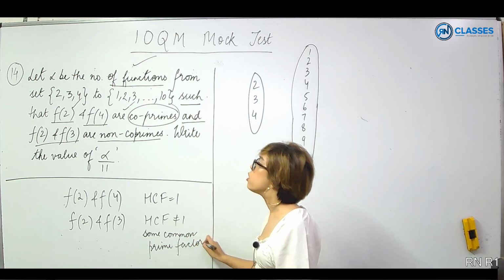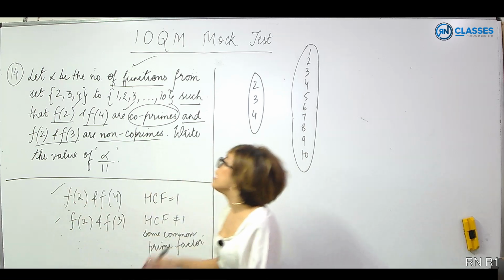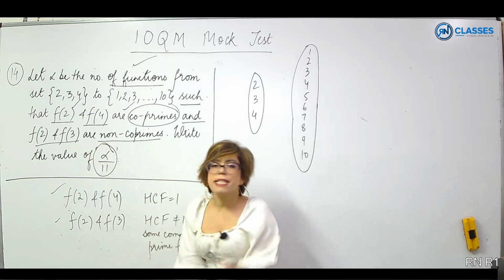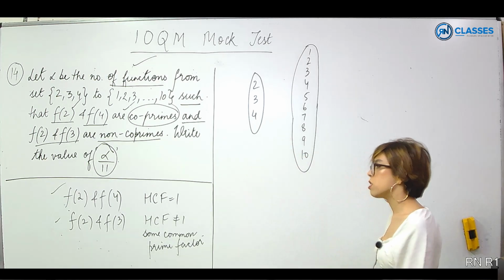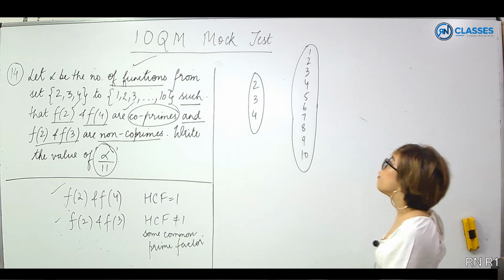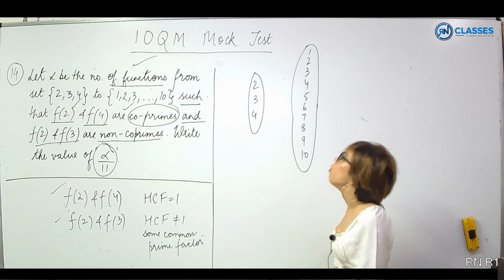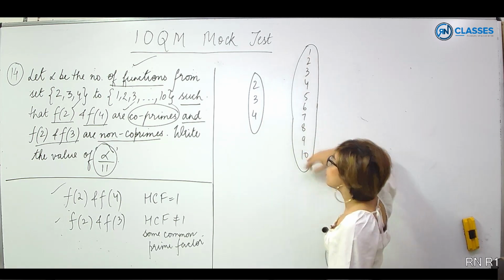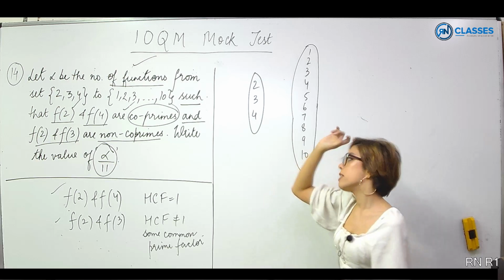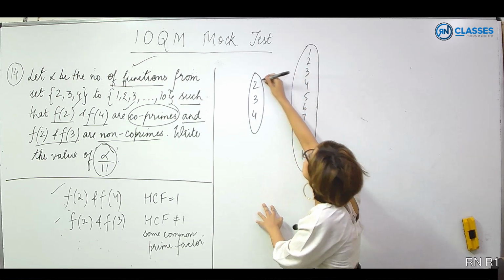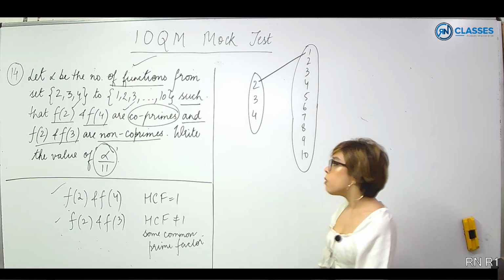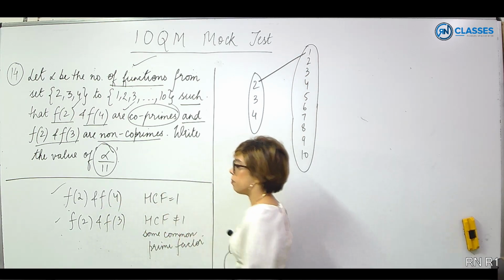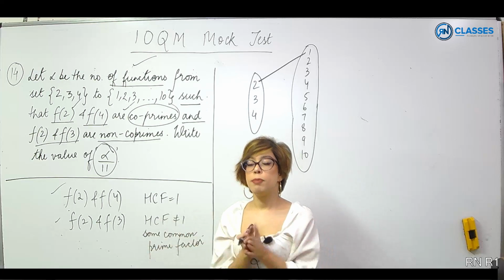Alright. These two conditions need to be satisfied, right? Then I need to find the value of alpha by m. Basically, I need to find the number of functions which satisfy these two conditions. So let's start. Now, f of 2. So basically, I need to find out 2 can be associated with which of these elements, right? Let's start with. Let 2 be associated with 1, right? It's absolutely fine.